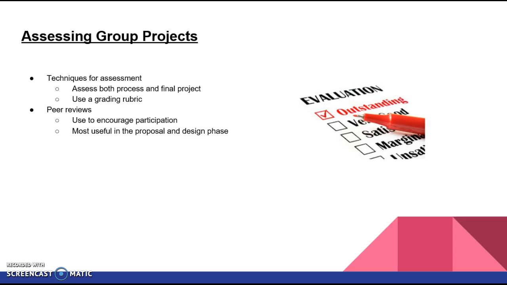Assess both the process and the final project, and make sure to use a grading rubric. You can use a simple scale of 4 to 5 points for each thing you're looking for. Peer reviews. Make sure to use them. These are good tools to encourage participation, and they are most useful in the proposal and design phase, although they are also very good to use for final evaluation of the project.